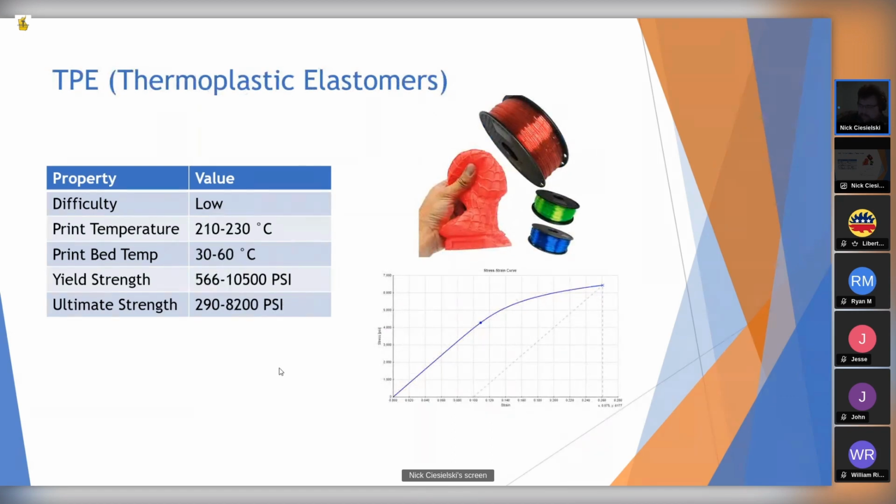And then thermoplastic elastomers. Never printed these, but they are closer to rubber. They're still a thermoplastic, but they stretch more. They print at a low temperature, low bed temperature. Not very strong, but if you wanted to make something flexible, there's a whole range of thermoplastic elastomers. This falls into a very wide category.